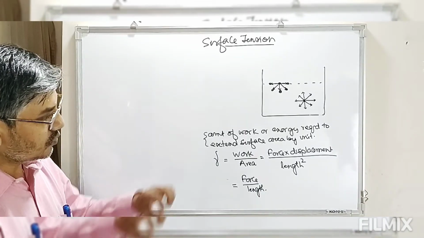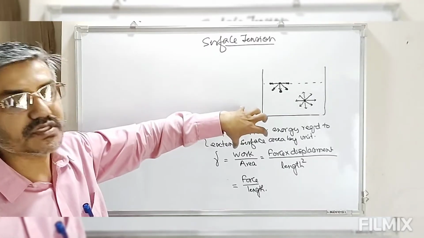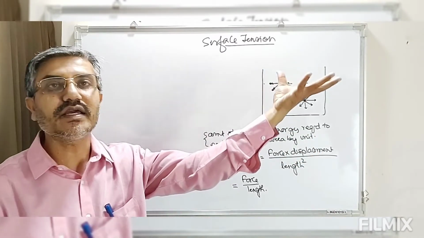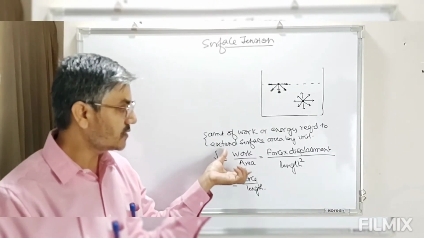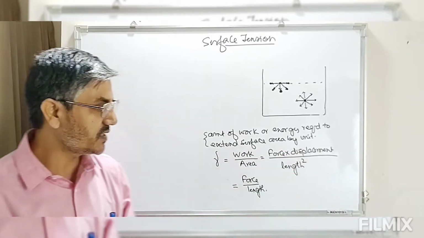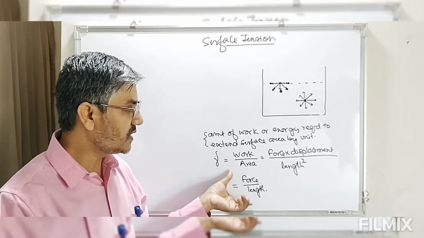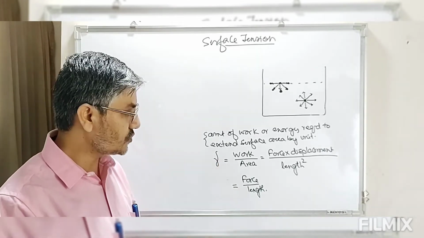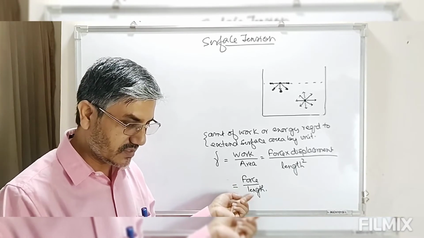How much work we have to supply, how much energy we have to supply, so that the surface area is increased by 1 unit area. So we define this as work per unit area. Based on this, work is defined as force into displacement, and area is length squared. So we define surface tension as force per length. So the unit of surface tension will be equal to the unit of force divided by length.